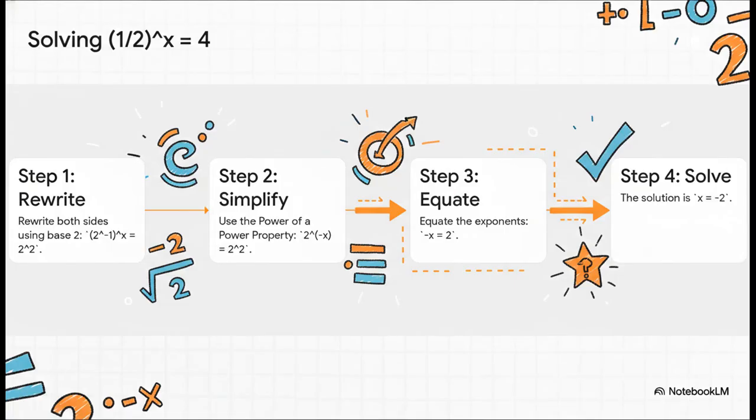Well, the trick here is just to remember what negative exponents do. And there it is. The fraction 1/2 is just another way of writing 2 to the power of negative 1. And, of course, 4 is just 2 squared. So we rewrite both sides with a nice clean base of 2. We use that power of a power rule one last time, multiply -1 by x to get -x. And from there, the steps are exactly the same as before. Drop the bases, solve for x, and we find our solution is -2. It always comes back to that same core idea.